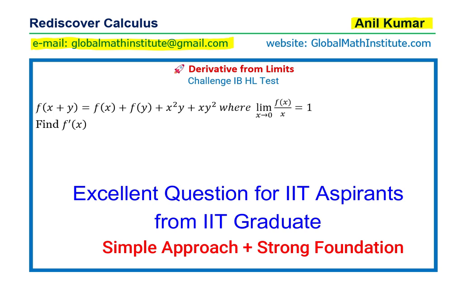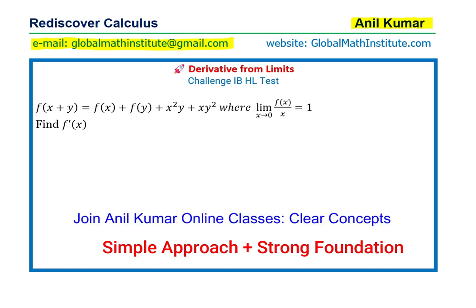Here is a very beautiful question shared by our subscriber. f of x plus y equals f of x plus f of y plus x square y plus xy square, where the limit x approaches 0 of f of x over x is equal to 1. Find f prime x, the derivative of f of x.